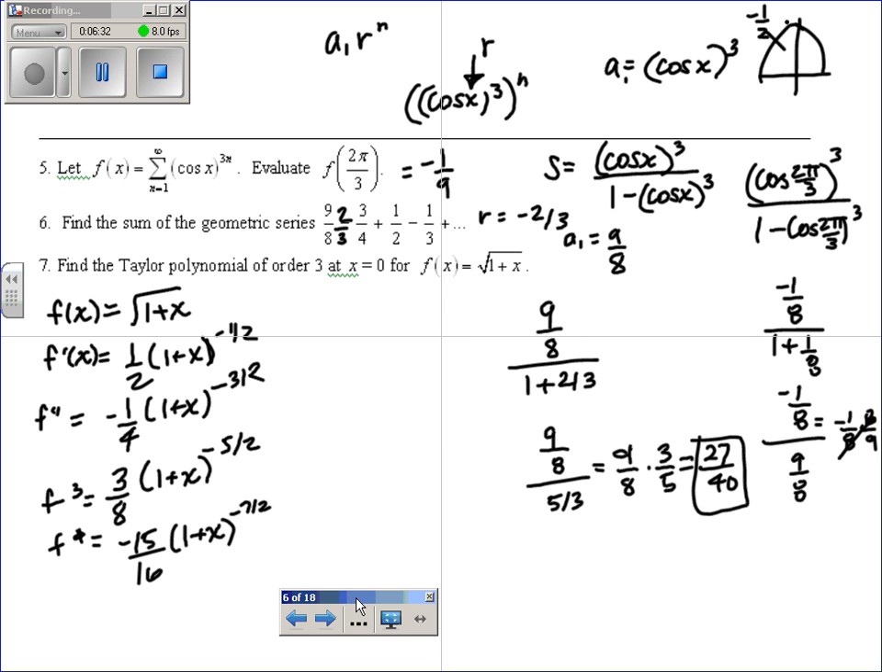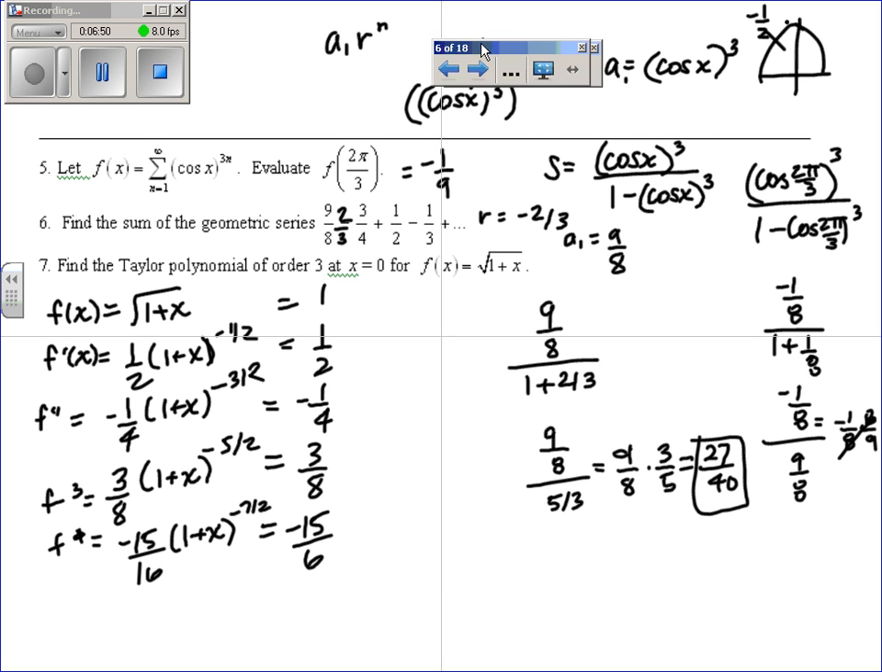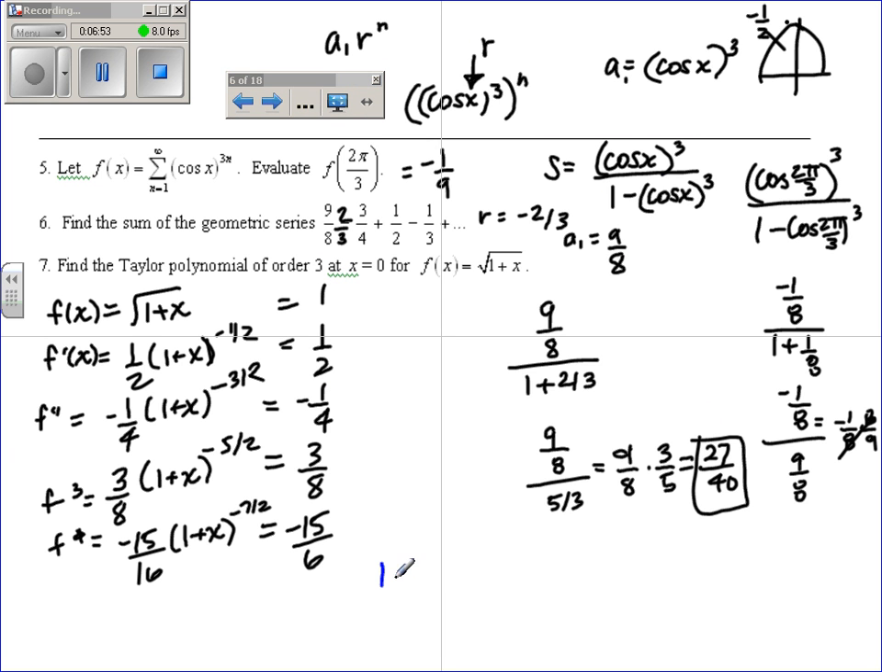We're evaluating all of these at 0, which is nice because you basically just get the coefficient in each place, because 1 plus 0 gives you 1, and 1 to any power is 1. And so then you just list out using our formula: we say 1, and then plus 1/2 x, and then minus 1/4 x squared over 2 factorial, and then plus 3/8 times x cubed over 3 factorial.